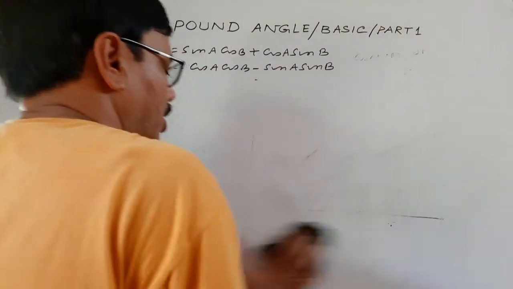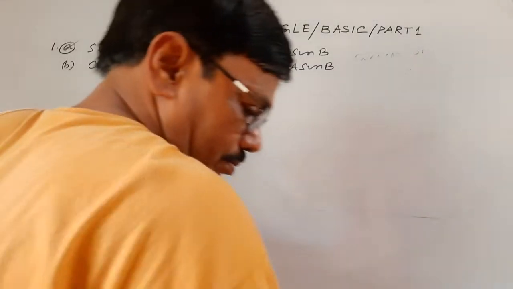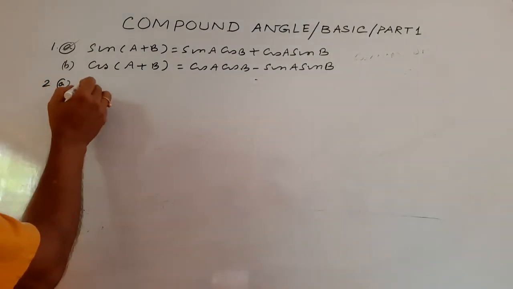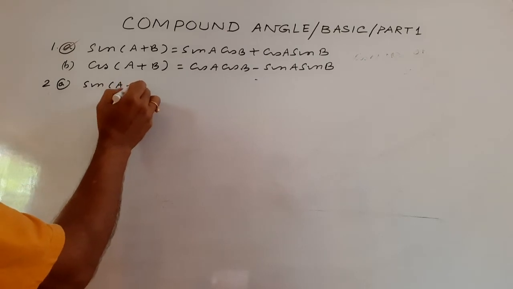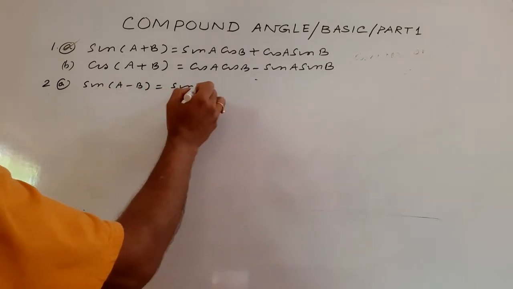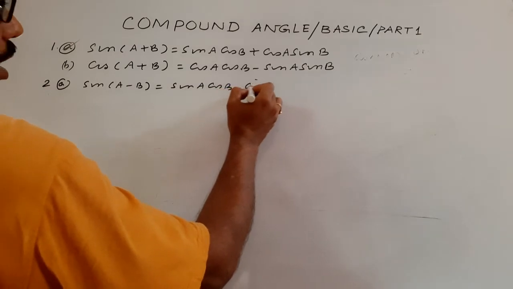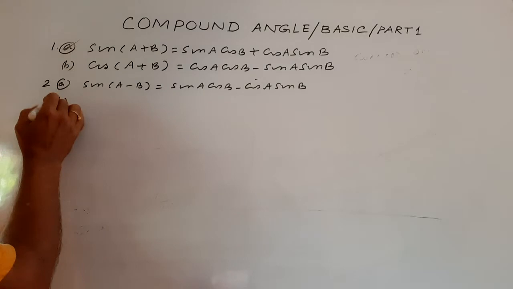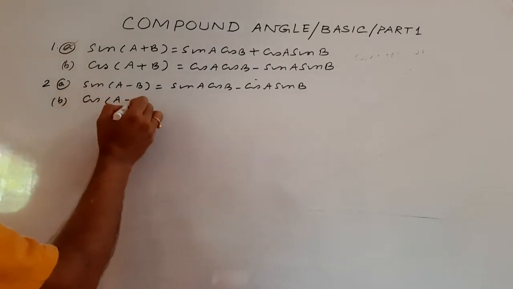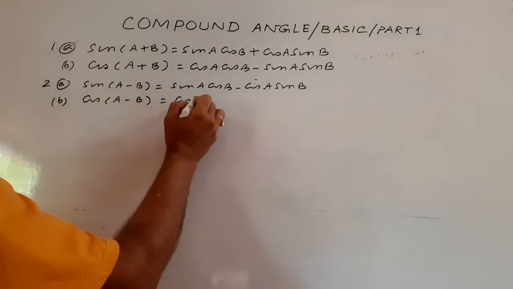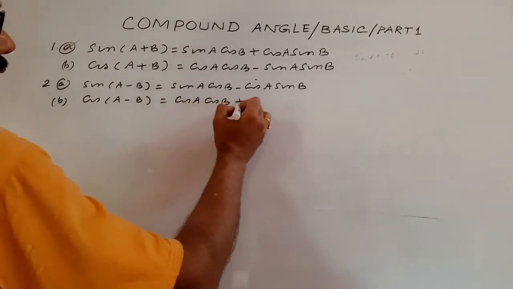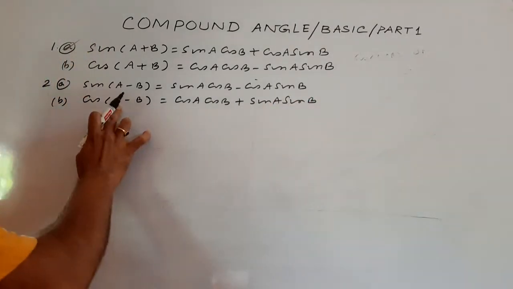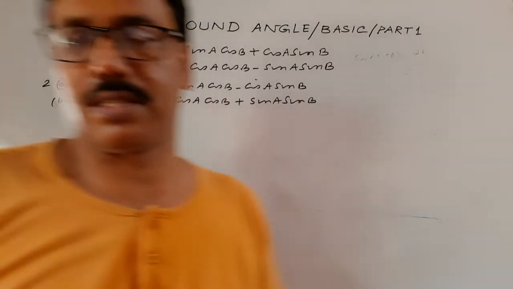Now, this is the main theorem. Using this theorem, you can also prove sin(A−B) equals sin A cos B minus cos A sin B. So, cos(A−B) equals cos A cos B plus sin A sin B. So, for cos with A minus B, it is plus.